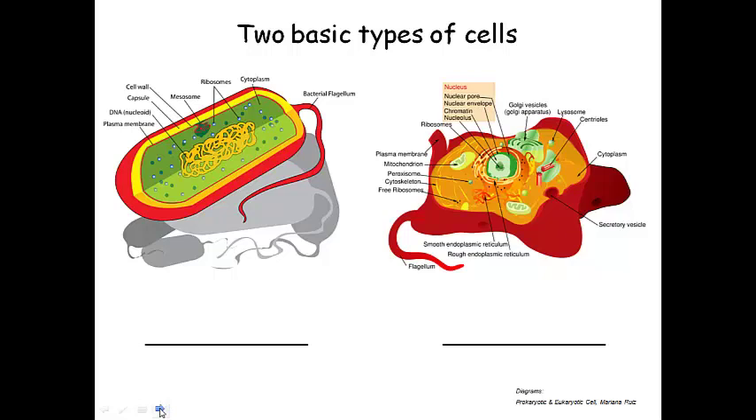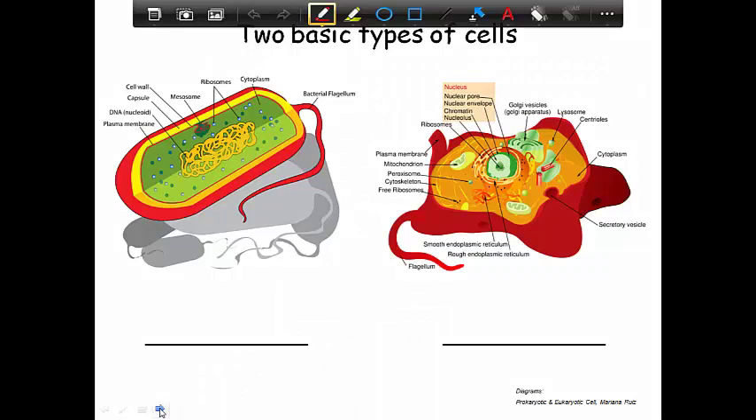We do have two basic types of cells. Again, you're not going to have to write these down in your notebook at this point, but this is just an introduction of where we're headed. This presentation today is going to talk about the prokaryotic cell. We're going to focus on that, but we do have another presentation you'll be watching next about the eukaryotic cell. Both of these are cells, but they are very different in structure, size, and shape, so we're going to have to focus on each one individually.